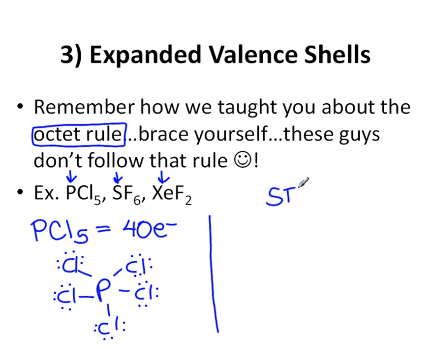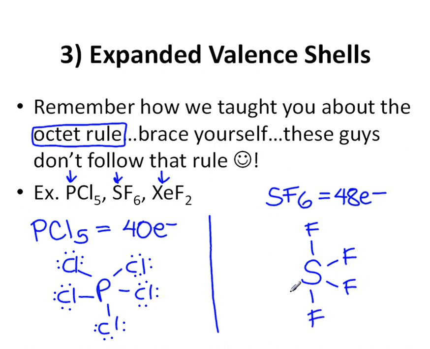All right, so let's look at sulfur hexafluoride. If you count up all of the electrons in it, you should have got 48 electrons that you need. So sulfur again goes in the center, and fluorines spread all around by single bonds. 1, 2, 3, 4, 5, 6. Right away you can see sulfur has 6 bonds around it. That means 12 electrons. Definitely breaking the octet rule.